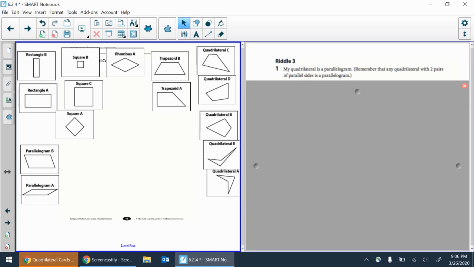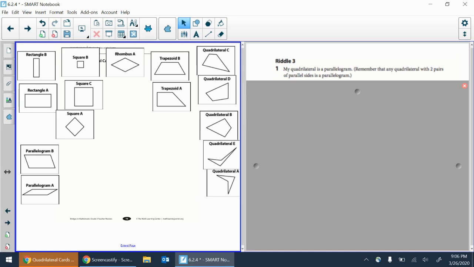Again, I'm not going to do it with you the first time around. I want you to try to figure out how to sort these and see if you can come up with the shape that I am thinking of. This will be our last riddle. So, best of luck to you.